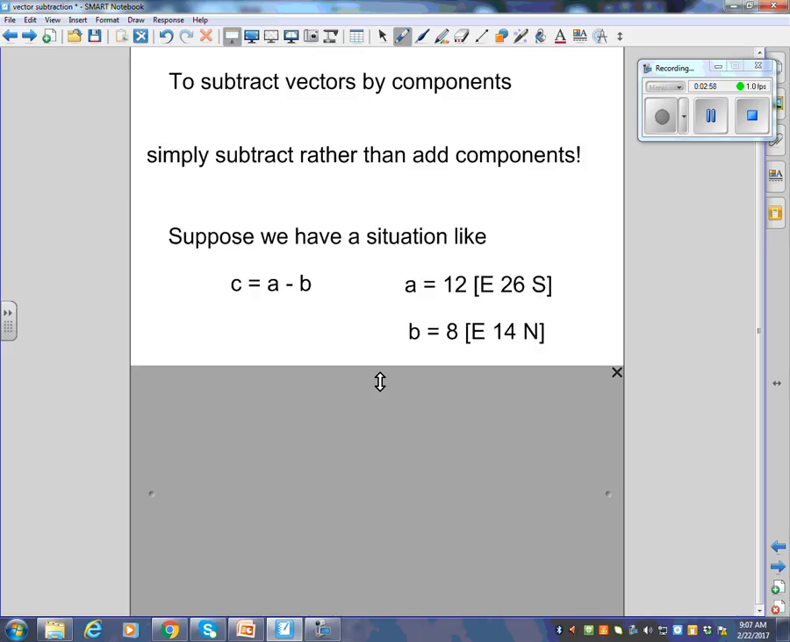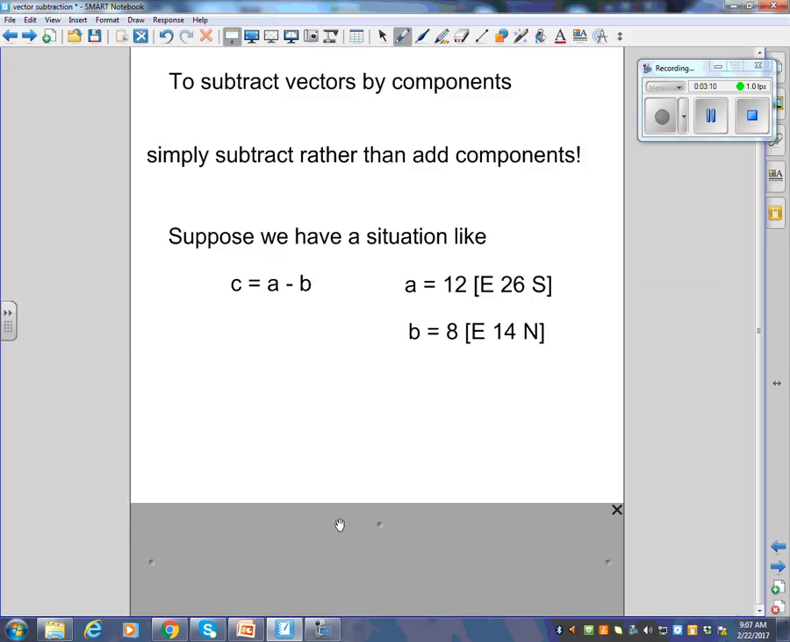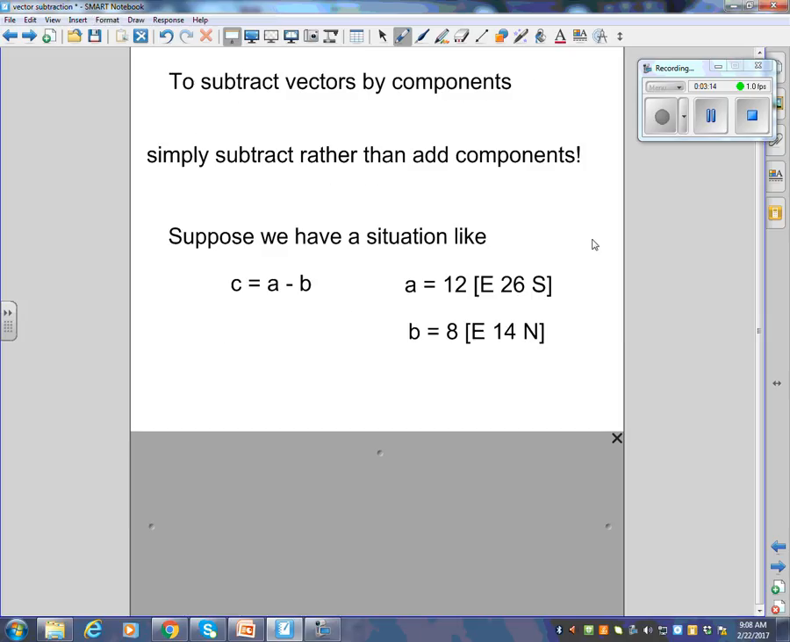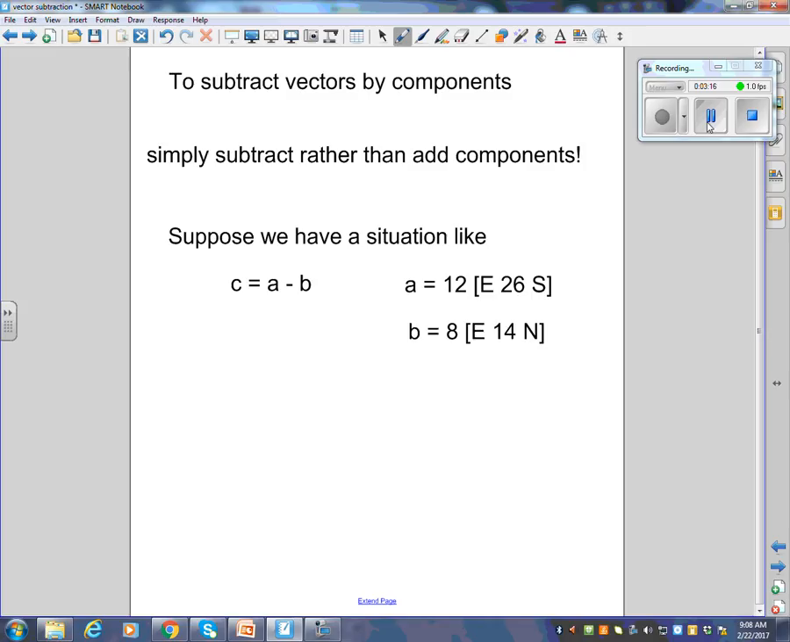So suppose you have a situation like this, where we need to take vector C equal to vector A minus vector B, and there are your values for A and B. So here's an example. Let me just see if it's on the next page. Yeah, it is. Okay, so these are just made up vectors. They mean nothing. We need to take vector A and subtract vector B.